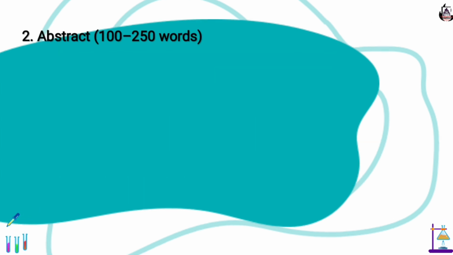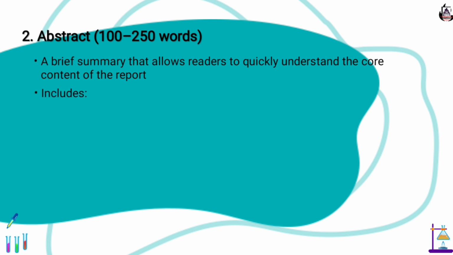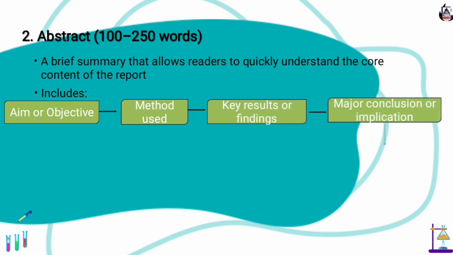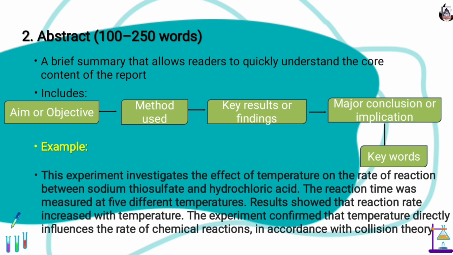The abstract is a short summary about 100 to 250 words. It should cover the aim, method used, key results or findings, major conclusion or implication, and keywords. Examples for extraction.